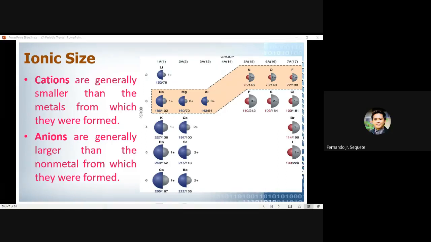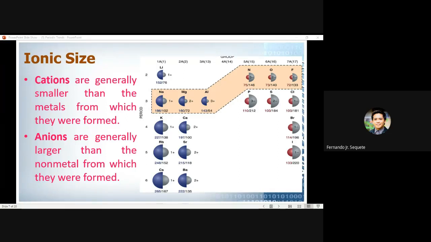Please try to read it. Cations are generally smaller than the metals from which they were formed. Na, sir. Na, sodium. So, which is bigger in terms of ionic size? Which is bigger, the Na or the Na plus? Na. Yes, who answered? Sahani and Lenshane answered. Let's have Sahani.